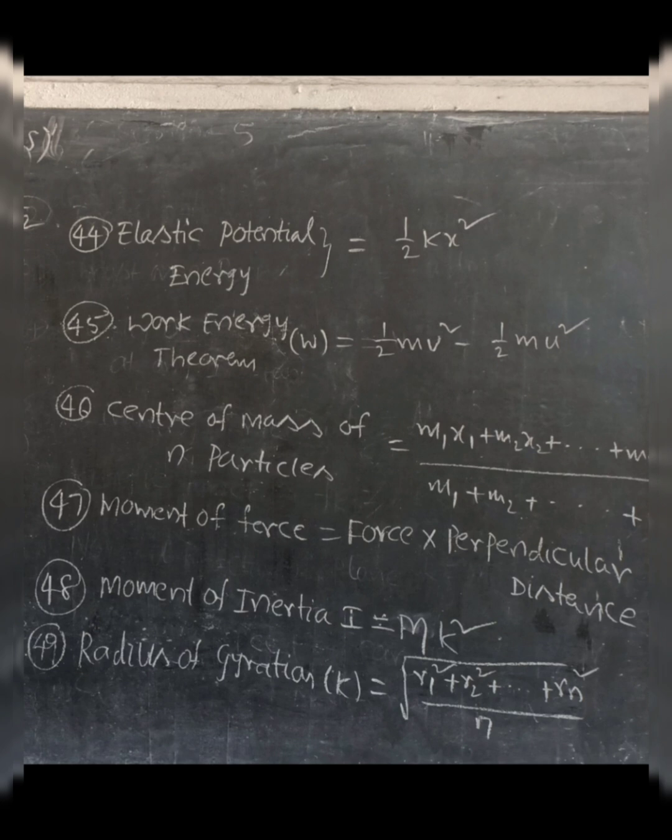Center of mass of n particles, m1 x1 plus m2 x2 plus and so on, plus mn xn, by m1 plus m2 plus and so on plus mn. Moment of force is equal to force into perpendicular distance. Moment of inertia, I is equal to m k square. Radius of gyration, k is equal to under root r1 square plus r2 square plus and so on plus rn square by n. Torque is equal to moment of inertia into angular acceleration.